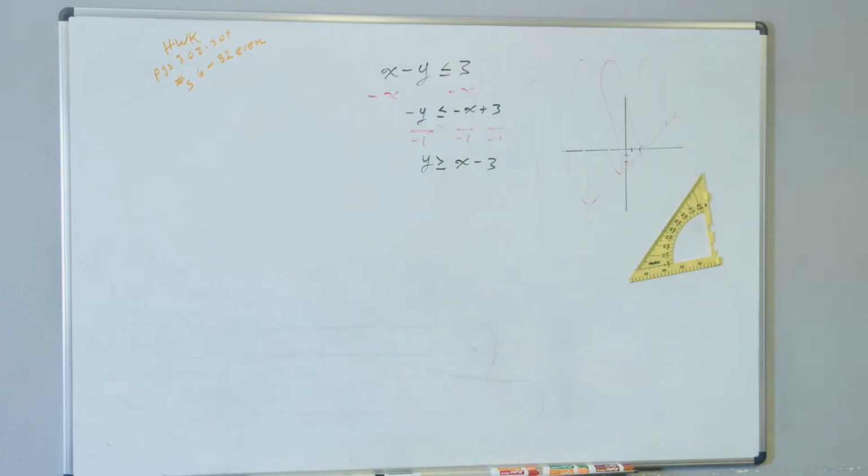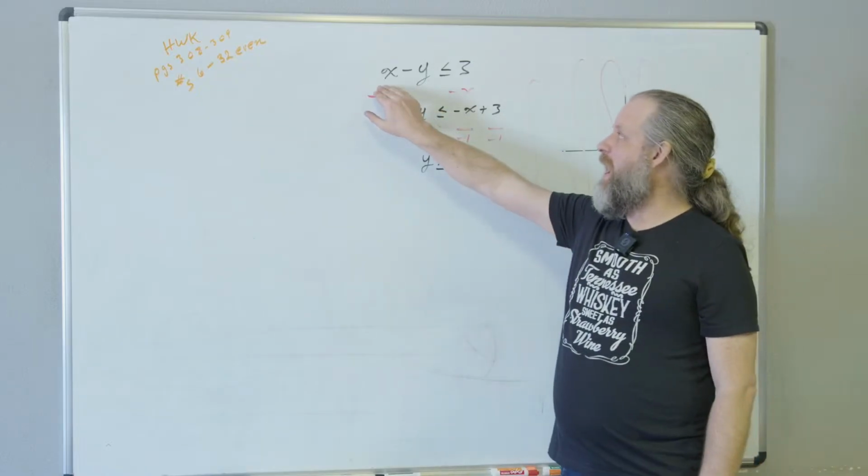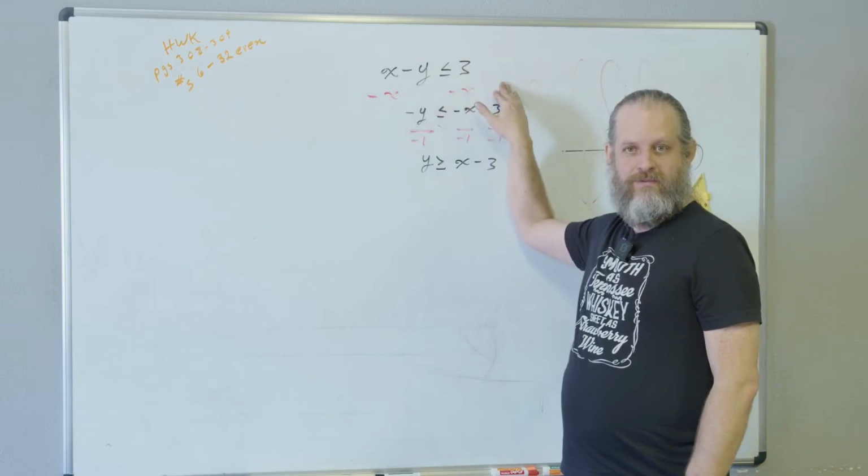Any questions? Did you subtract x first? Wait, so I was right. Exactly, because we want y by itself. We've got to have it in slope-intercept form first. So we've got to get y by itself first. So x is over, to get x from here to here, we've got to subtract it. Right?